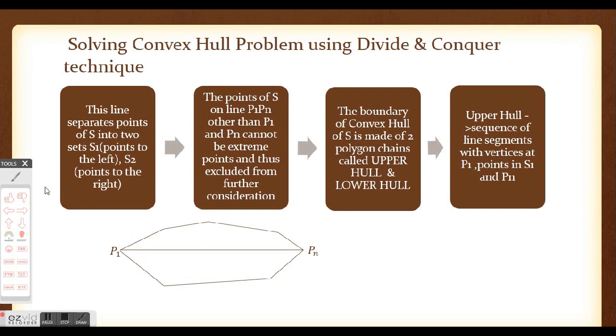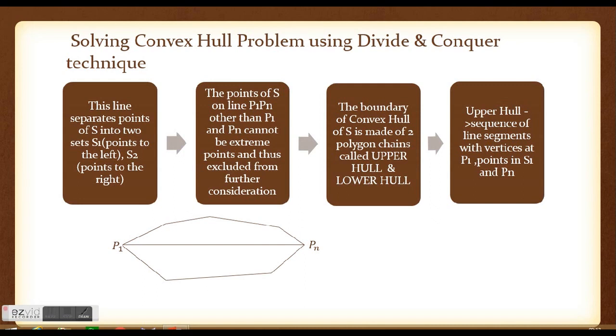So the line joining P1 Pn separates the convex hull, or the set of points, into two sets, S1 and S2. Here S1 is the points to the left or the points above, and S2 is the points below P1 and Pn. So the points of S on line P1 Pn other than P1 and Pn cannot be the extreme points, and thus they are excluded from further consideration.